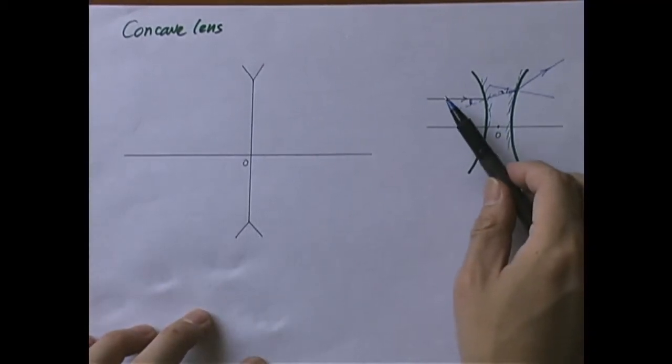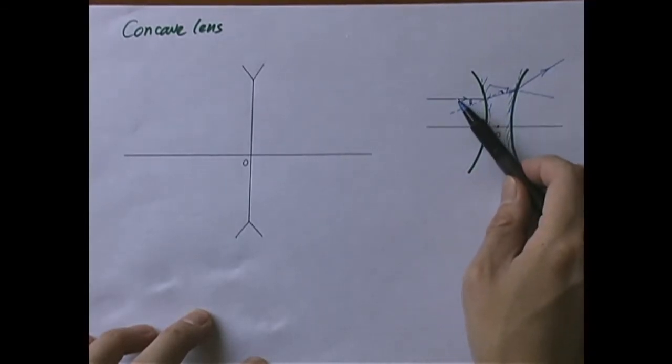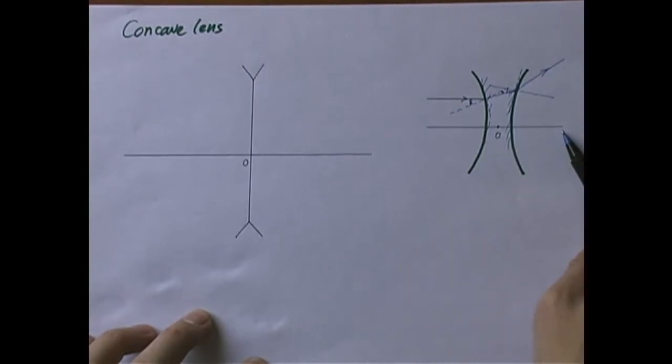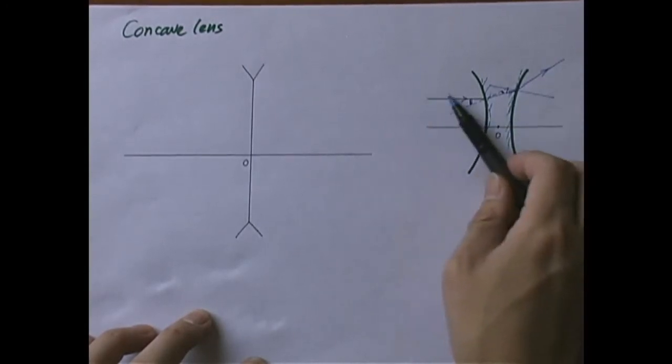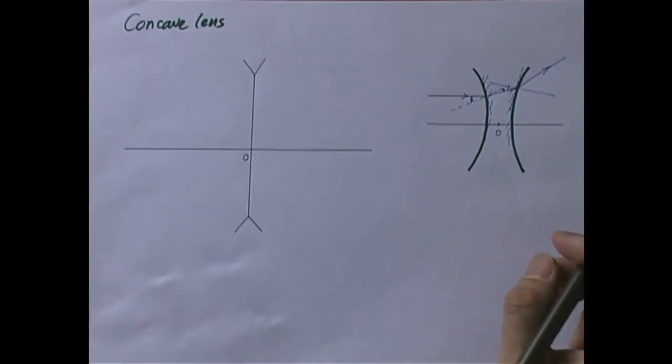In this case, the light rays parallel to the optical axis will get refracted away from the optical axis. They're not going to focus anywhere on the optical axis on the other side of the lens. Rather, they're going to diverge. For this reason, a concave lens is also called a divergent lens, just like the convex lens is oftentimes called a convergent lens, or focusing lens.